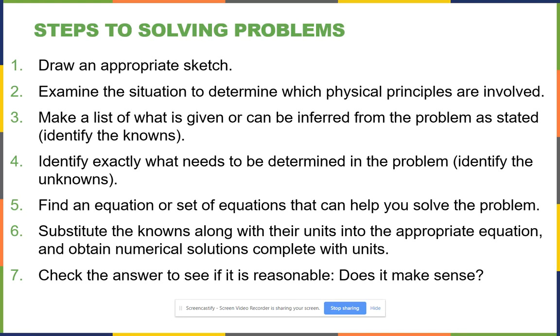Then you need to find the equation or set of equations that you can use with your concept. Right now, those are just kinematic equations. How do you identify which kinematic equation to use?